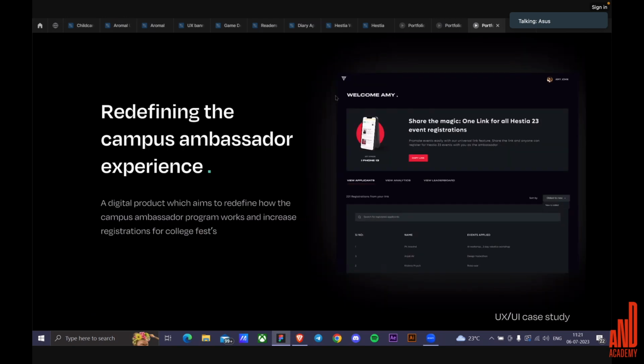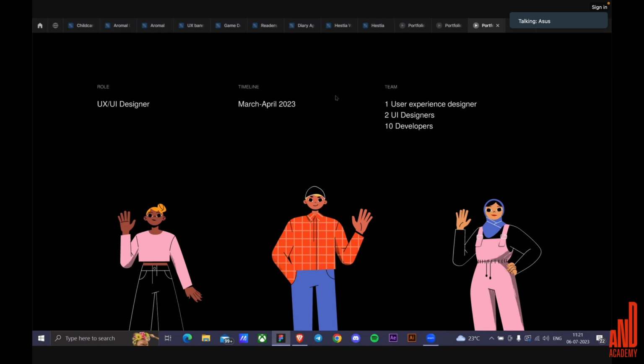So with this project, although the solution was very simple and very obvious, the impact it had was very huge. I was successfully able to increase the registrations by 26%, which was a very high increase from last year. The role I had was UX UI designer, and there was me and 2 other UI designers and 10 developers working on the project.